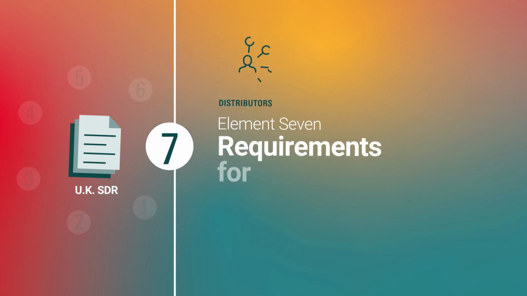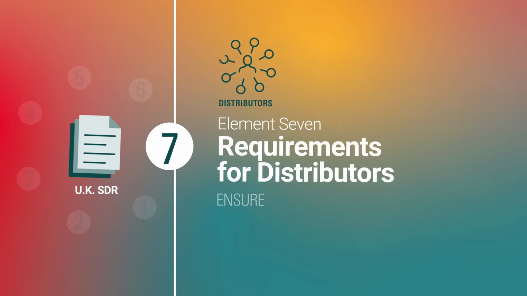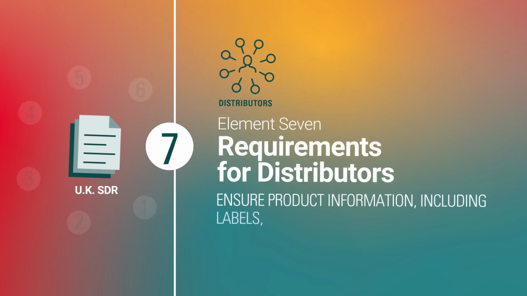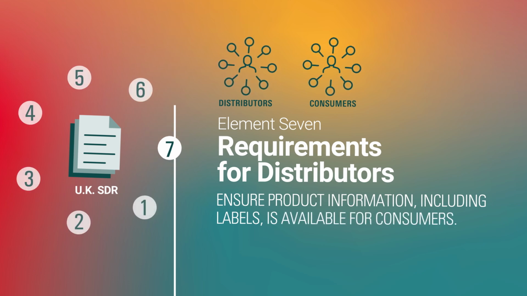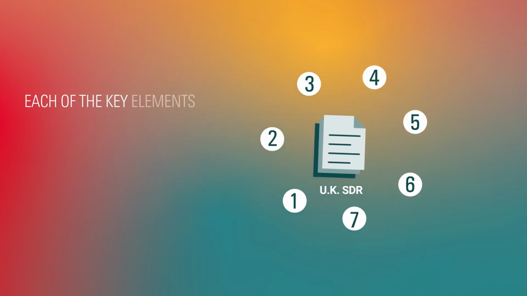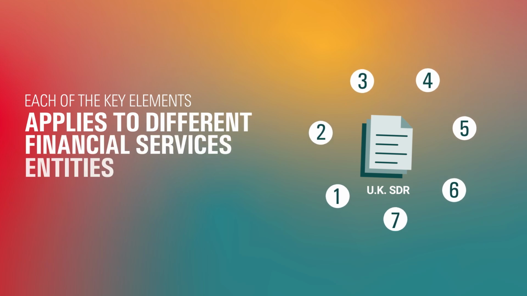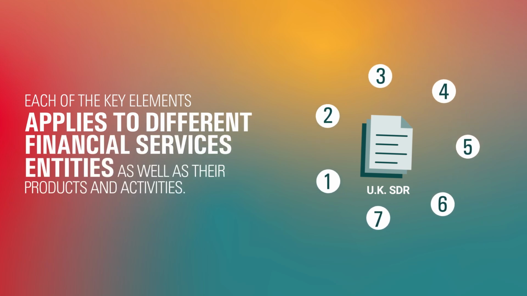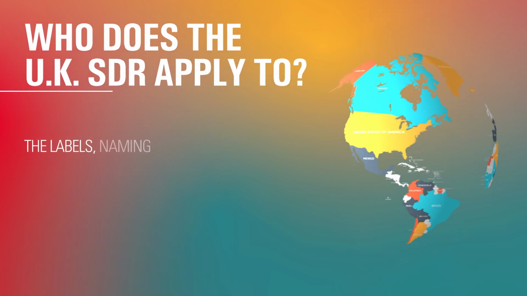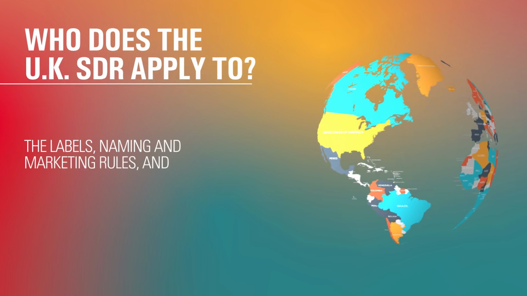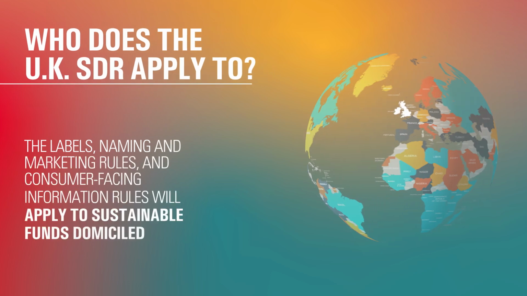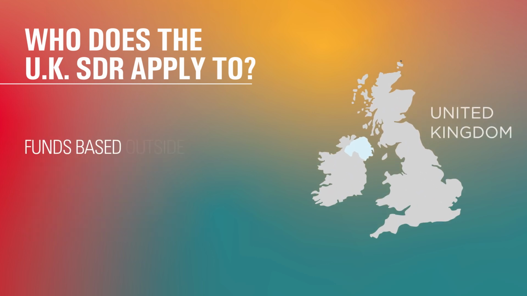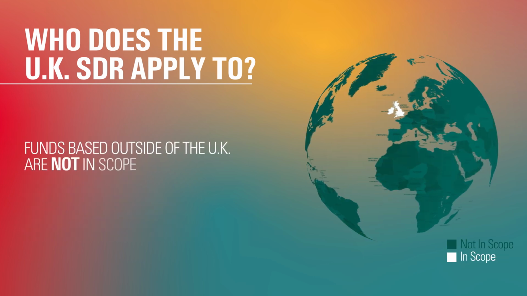Finally, the seventh key element is requirements for distributors to ensure product information, including labels, is available for consumers. Each of the key elements applies to different financial services entities as well as their products and activities. The labels, naming and marketing rules, and consumer-facing information rules will apply to sustainable funds domiciled in the UK. Funds based outside of the UK are not in scope for the moment.